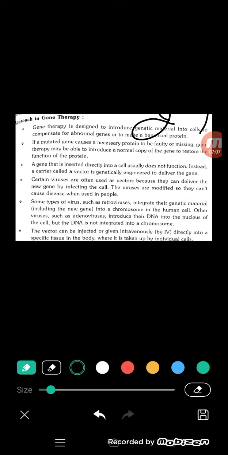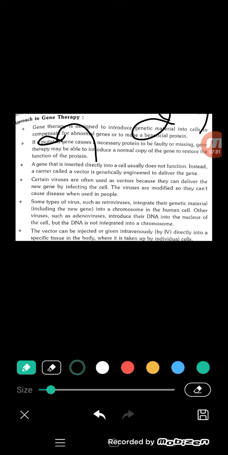Mutated genes means abnormal genes. Mutated genes cause problems by being faulty or missing, so gene therapy may be able to introduce a normal copy of the gene to restore the function of the protein. Which cell is the mutated or abnormal cell? The abnormal cell converts into a normal cell with the help of gene therapy.